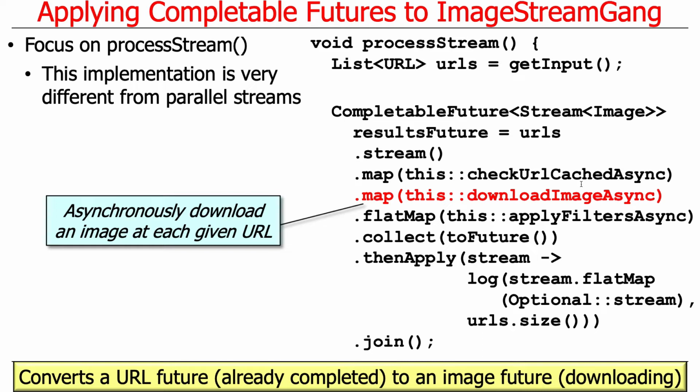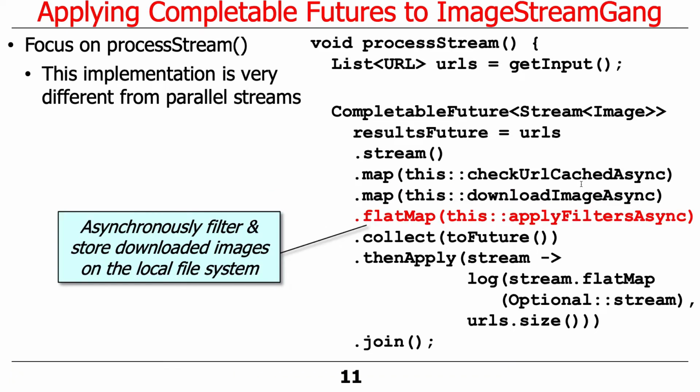The reason is that if something is already cached, we don't want to bother downloading it again. So it's just going to be an empty optional. We now have a stream of completable futures to optionals to images that are in the process of being downloaded asynchronously. And now what we want to do is asynchronously apply filters to all these things, and the consequence will be to filter or transform the images that have completed downloading.